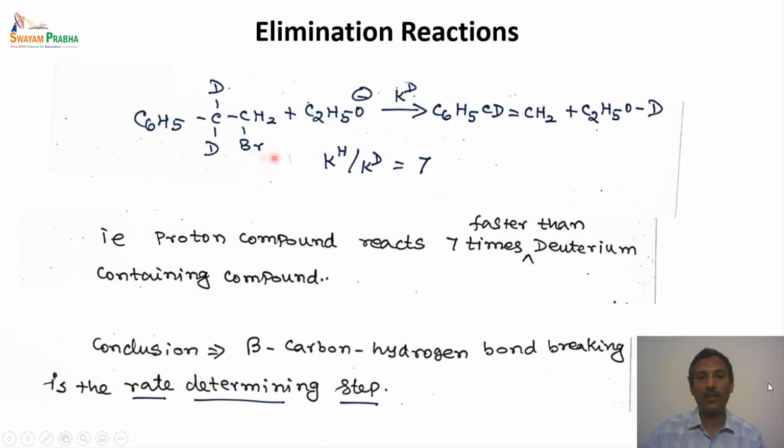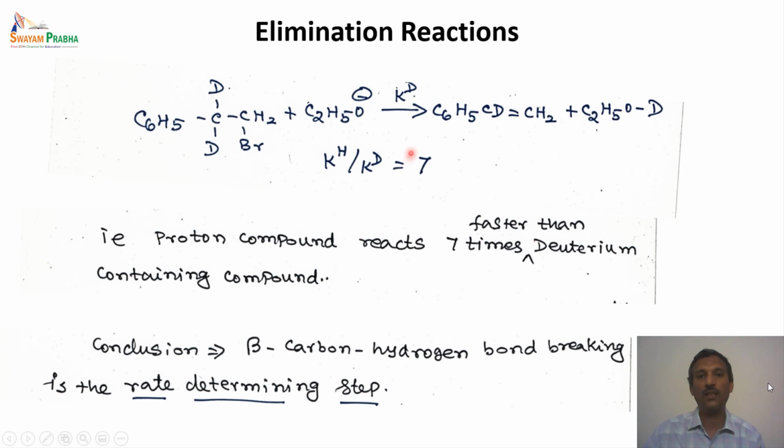So in this particular case, we have KH by KD observed to be 7. In other words, in the first case we have hydrogen in both positions, and in the deuterium case we have deuterium in both. So when we take the ratio of the rate KH and the rate KD, the factor is found to be 7. That clearly tells us that the proton compound reacts 7 times faster than the deuterium containing compound.